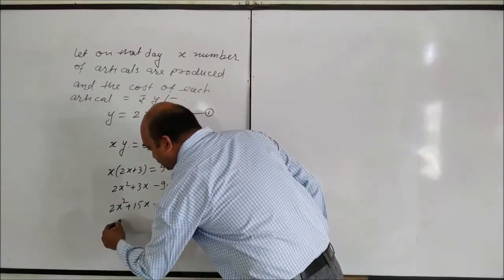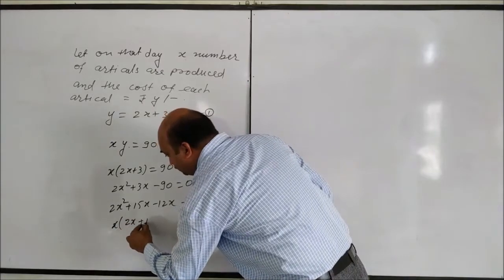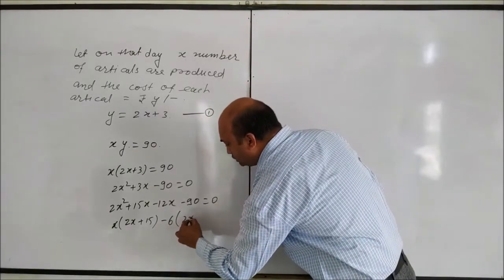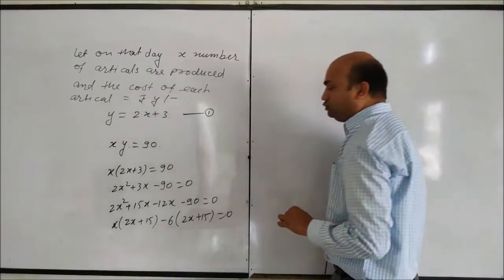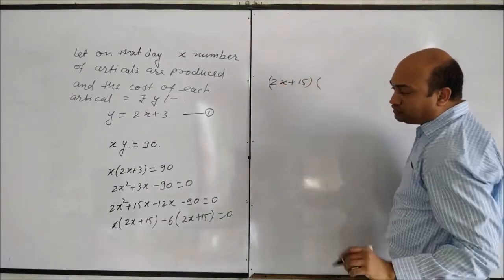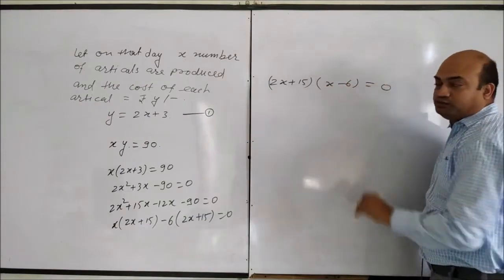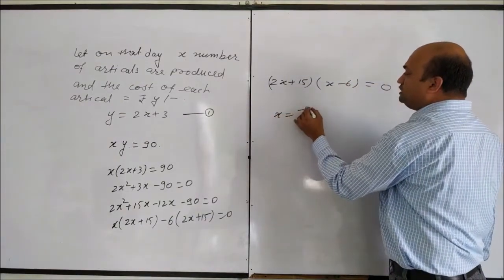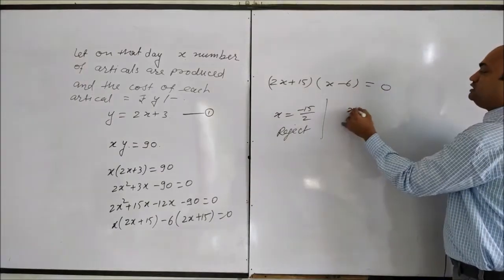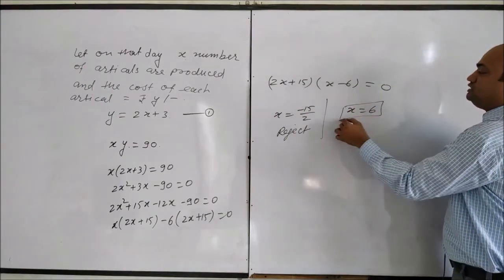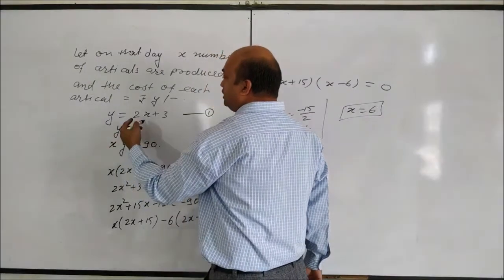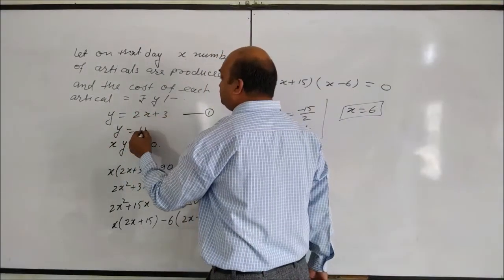From this two we take x common, so it will be 2x plus 15, and from this two minus 6 we take common, so it will be 2x plus 15 is equal to 0. Now 2x plus 15 from this two bracket we take common, so another bracket we get with x minus 6 is equal to 0. When we put it as 0, x we will get minus 15 by 2, that we will reject because it is the negative value, and when we put this as 0, x we will get 6. That is 6 number of articles are produced on that day. And what is the cost of each article? Y equal to 6 we put here, 6 twos are 12, 12 plus 3 is 15.